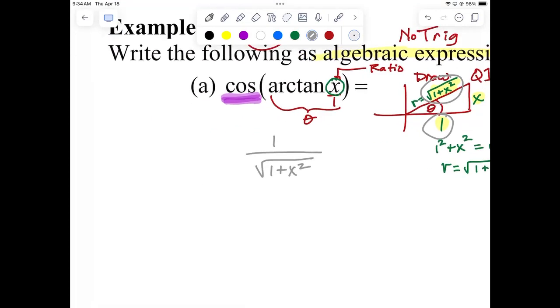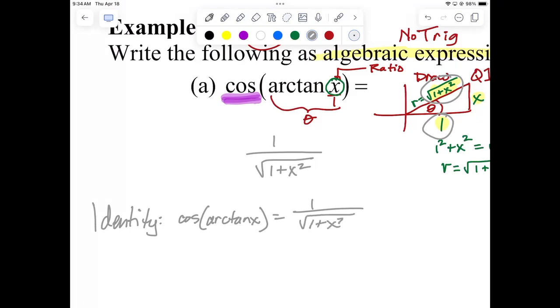And we're done. So we create what's called an identity. An identity means that it's a mathematical synonym. I can replace one with the other without any loss of generality. They're equivalent to each other. Okay? So this is an identity that we use in calculus.